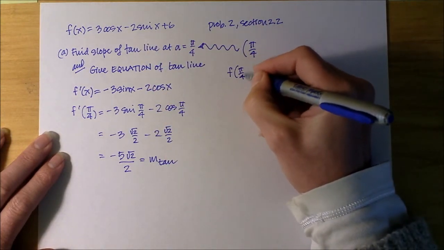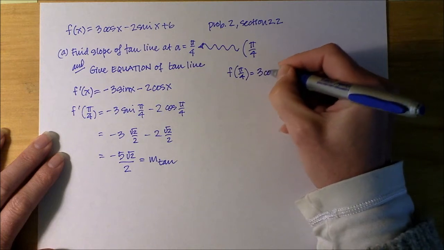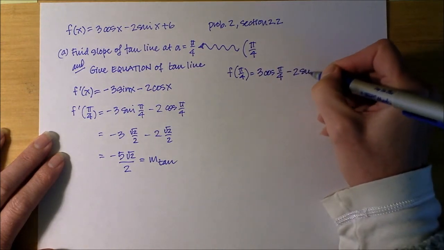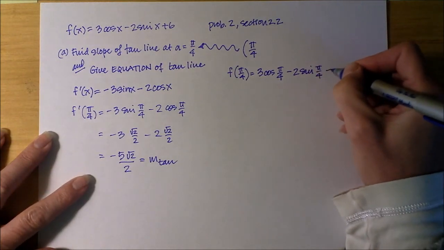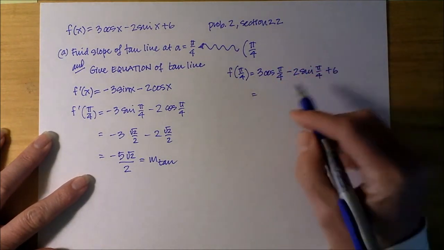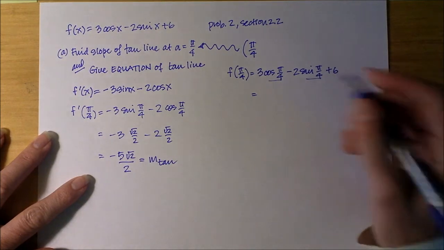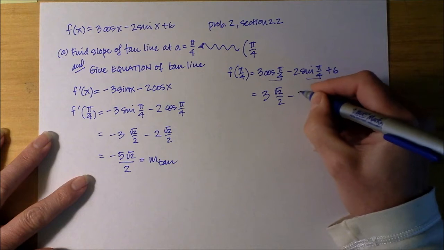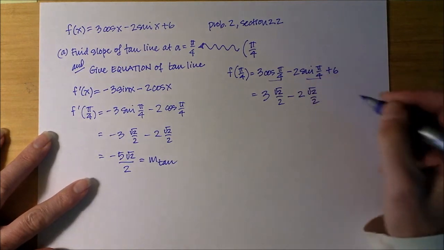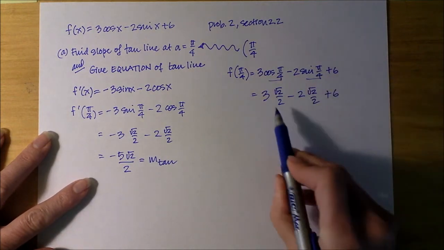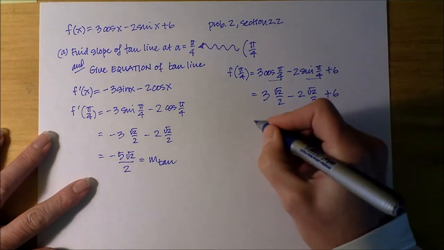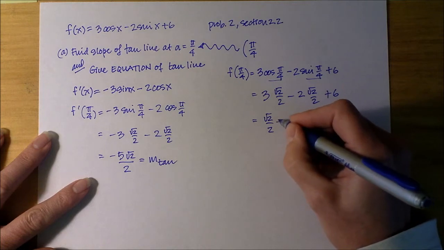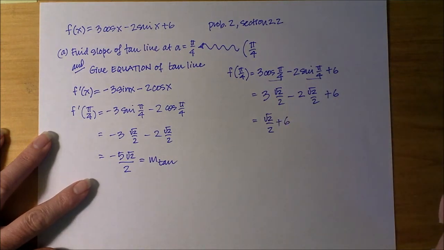So f of pi over 4 is 3 times the cosine of pi over 4 minus 2 times the sine of pi over 4 plus 6. These things are still equal to root 2 over 2, so we have 3 times root 2 over 2 minus 2 times root 2 over 2 plus 6. So we have 3 of them here, minus 2 of them there, leaves the other one. So the y part of the point is square root of 2 over 2 plus 6.